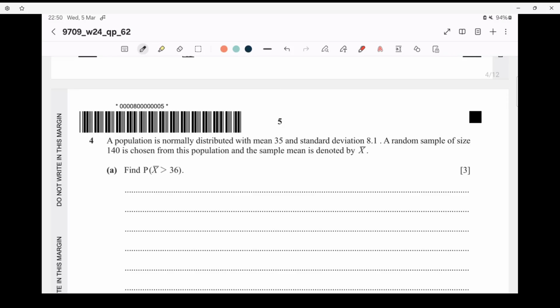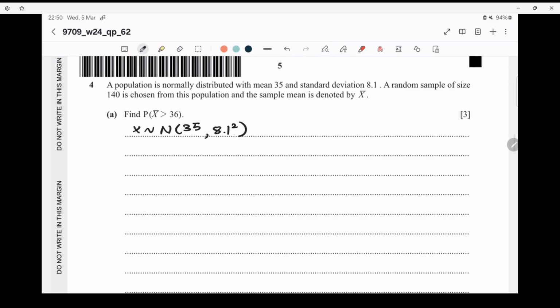Question 4. You have a population which is normally distributed. Mean is 35, standard deviation is 8.1. So you selected a sample of 140. So this will be normally distributed. The mean stays the same. Standard deviation will be 8.1 divided by square root of 140. So if you do the calculation, this will be the sample standard deviation.